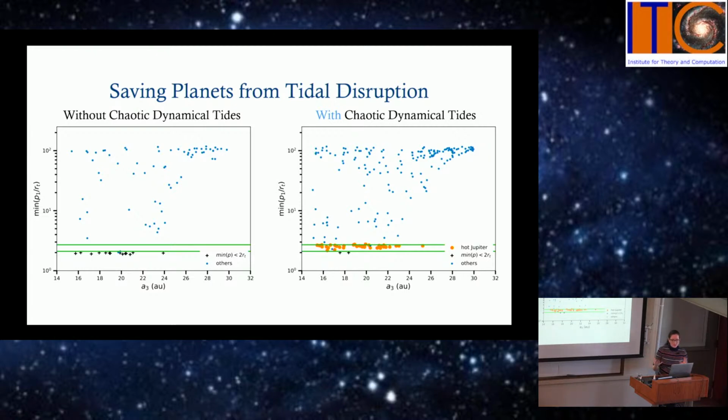So this process is a little more dynamic, I guess, than the Lidov-Kozai mechanism I talked about before. It's a little harder to save these planets with chaotic dynamical tides. And I would say it's really necessary to have that effect to save any of these planets at all.